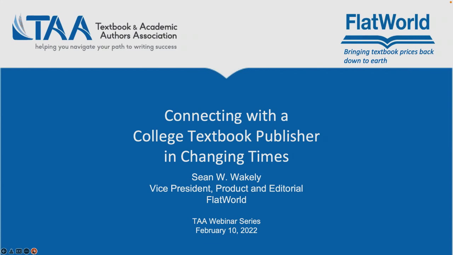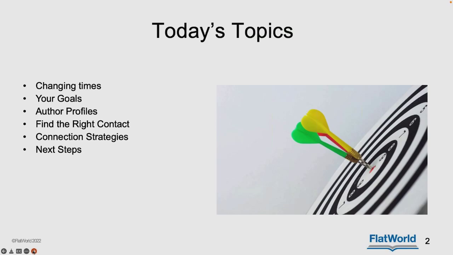Welcome, everyone, and thank you so much for joining the discussion today about connecting with a college textbook publisher in changing times. So what we'll cover today is changing times. What do I mean by that, and how is that good context for the rest of our discussion today, in which we'll talk about the importance of goals, what some typical author profiles are, and how those profiles will help you find the right contact for following up on your interest in textbook or other writing in higher education. We'll talk a little bit about connection strategies. And then once you've actually connected, the dog has finally caught the car, what do you actually do with it? What are some important and brief next steps?